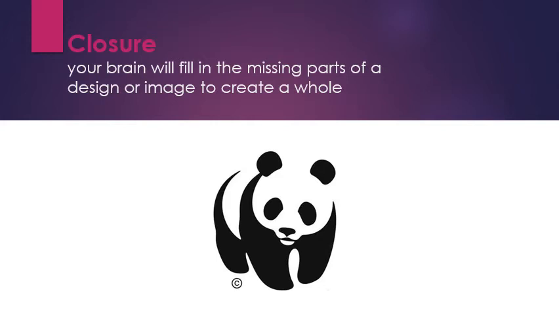so we get the full outline of the panda bear, but everyone sees the panda bear and no one is confused by what this is an illustration of, because our brains are very good at filling in the missing parts and closing the shapes for us naturally, to be like, it's a panda bear. So that's the principle of closure.